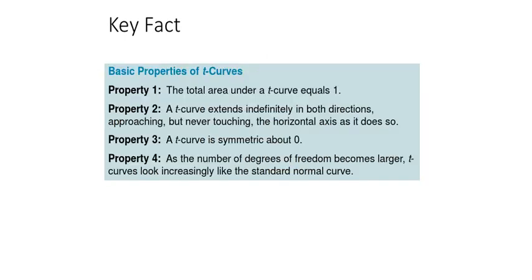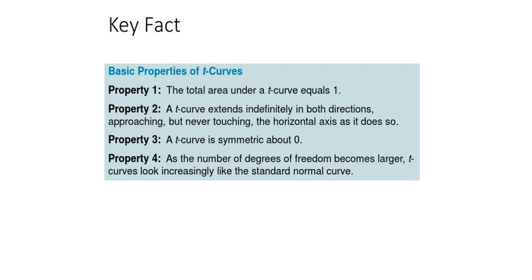There are some properties of the T curves. First of all, just like the Z, the normal distribution, the total area under the T curve is equal to 1. A second fact is that the T curve extends infinitely in both directions, approaching but never touching the horizontal axis as it does so. Again, just like the Z curve. The T curve is symmetric about 0. Again, just like the Z curve.